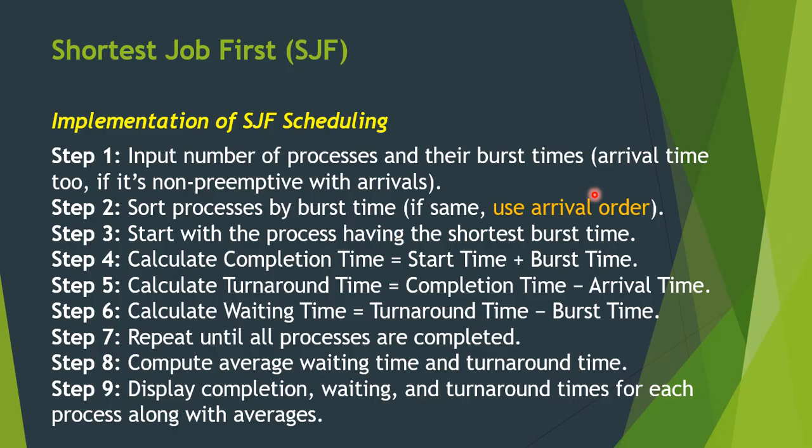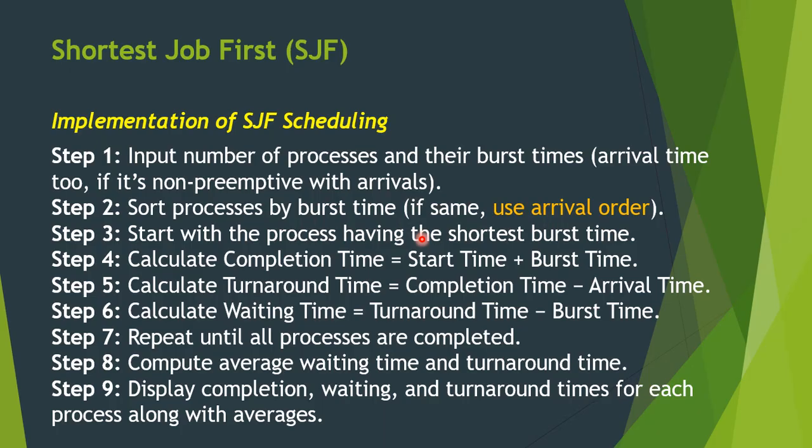So in real implementation, we usually input a number of processes and their burst times, and we consider whether it is non-preemptive or preemptive. If it is preemptive, it means they can switch as the processes are running. If it is non-preemptive, it means they cannot switch as the processes are running. So if that is so, we'll now go ahead and sort the processes by the burst time. If they're the same, we use the arrival order.